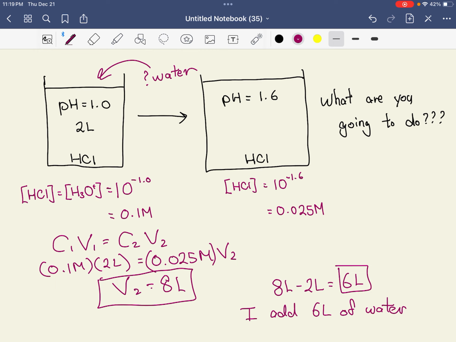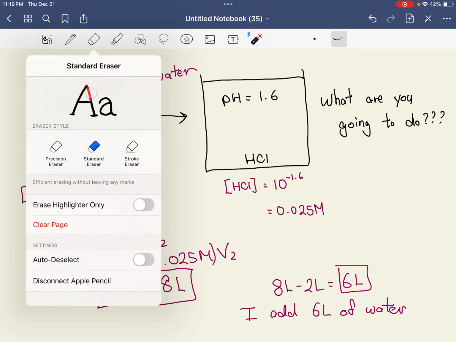This is a good question, because somebody later on is probably going to give you a solution with a certain pH and tell you to adjust that. And this is how you would adjust it if you're looking at a dilution. Well, can you also make things concentrated? Absolutely. So let's take a look at this scenario.